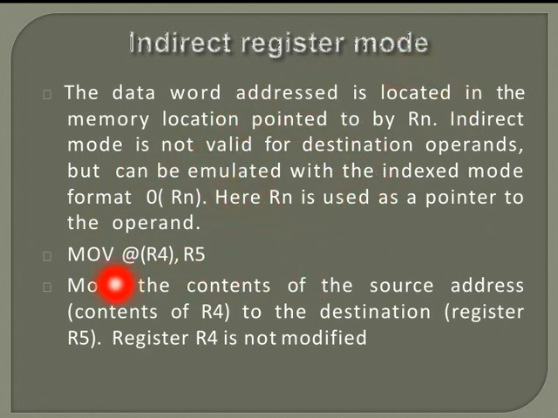So @ is the memory. So at R4, whatever the memory address is, you have to go to that memory address, take that value, and then store it in R5. So this is indirect register mode.